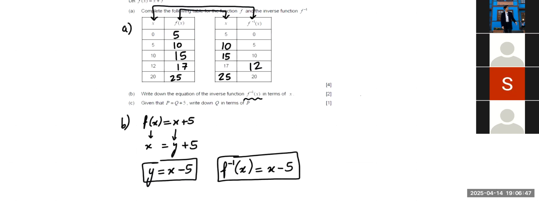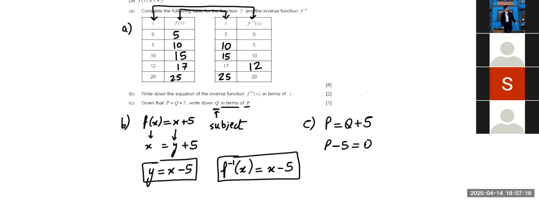Now, given that p equals q plus 5, write down q in terms of p. I don't even know why they asked this question. It's so easy that it's confusing. All they're saying is that in this equation that seems very unrelated, make q the subject. So when someone says write q in terms of p, that means make q the subject. So we have to basically leave q alone. That means I have to subtract my 5 on both sides, and that's literally it. That's the answer.